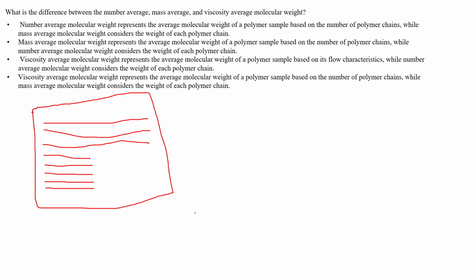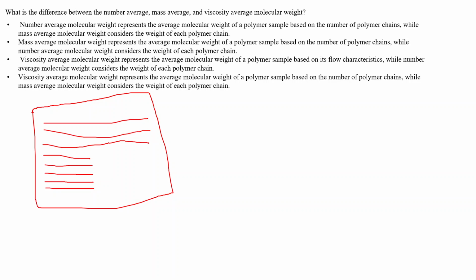Now next we have the mass average molecular weight involved. What happens in the mass average molecular weight is that it considers the weight of each polymer chain. In that scenario, the first three polymer chains have the highest weight. Why? Because look at them. They are practically double in length of the smaller ones. So these three have very high molecular weight.